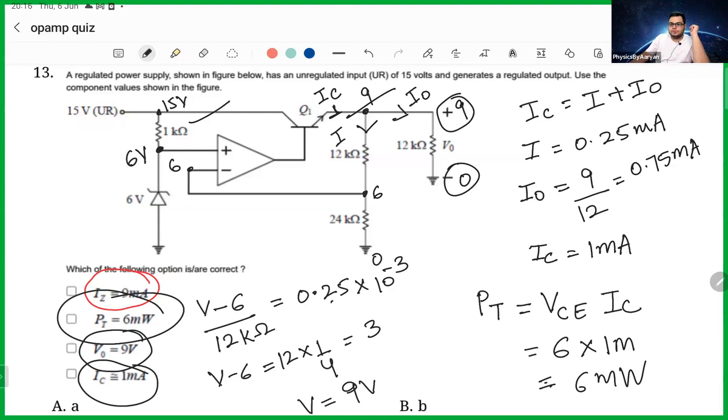So power is always given by voltage into current. So voltage difference across the transistor is 15 minus 9, which is 6. And the output current is 1. So your power is also 6 milliwatt. Yes, so A, B, C, D, all four are correct.